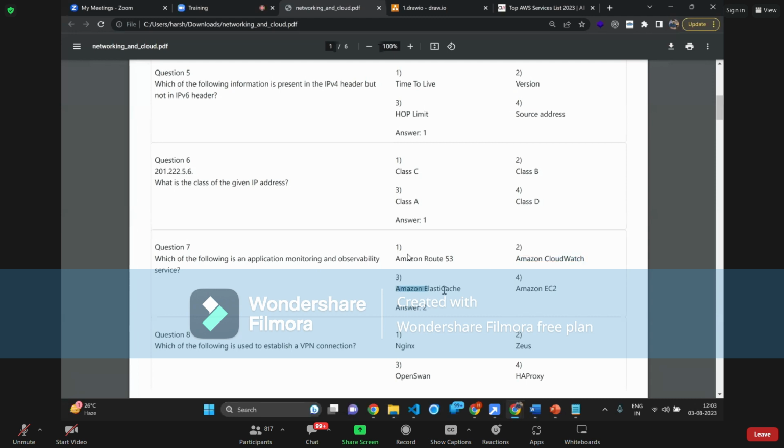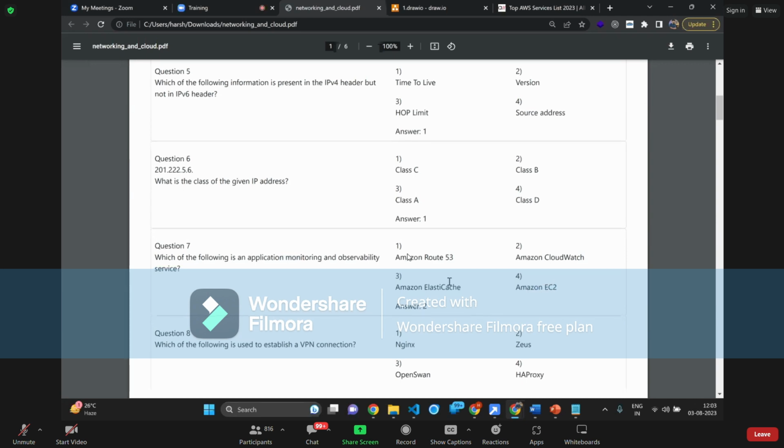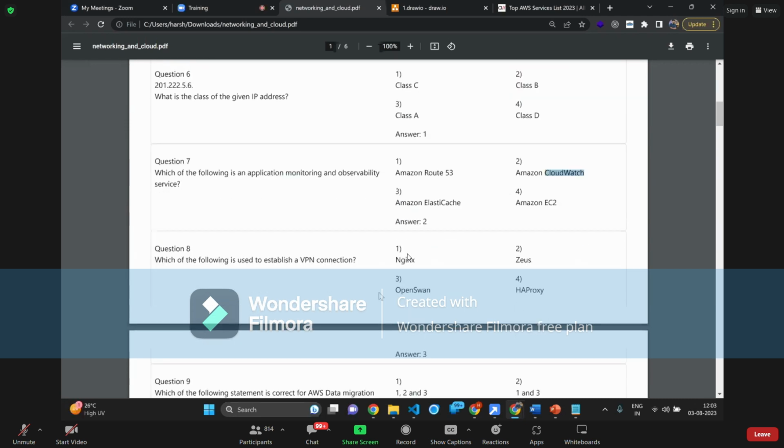Next is Elastic Cache. Elastic Cache is a cache service from AWS. EC2 is Elastic Compute Cloud. You can create instances, or virtual machines basically, using EC2. So which application monitors and observes among these three? CloudWatch observes, because Route 53 does DNS. Elastic Cache is a cache-oriented service. EC2 is for instances. We create instances using EC2. So the answer is CloudWatch.